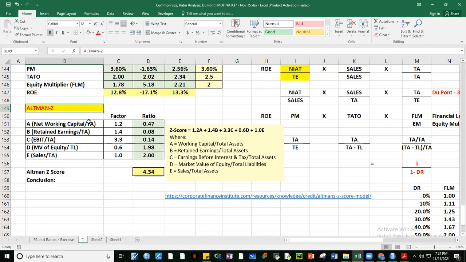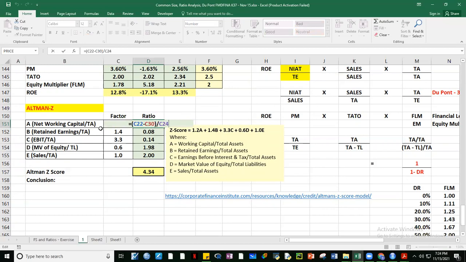Itong ratios na to, lahat nakapeg sa, 4 dito nakapeg sa total assets, 1 nakapeg sa total liabilities. So ito yung mga factors. Yung mga factors na to fixed. 1.2, 1.4, 3.3, 0.6, and 1. These are fixed factors. So kailangan na lang natin computein yung mga ratios na to. Okay, number 1 is your net working capital over total assets. So paano natin i-compute yan?